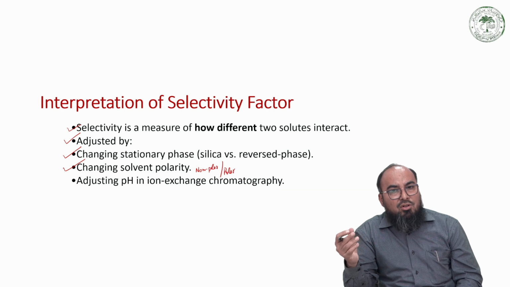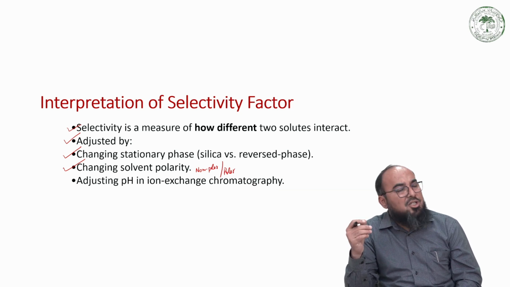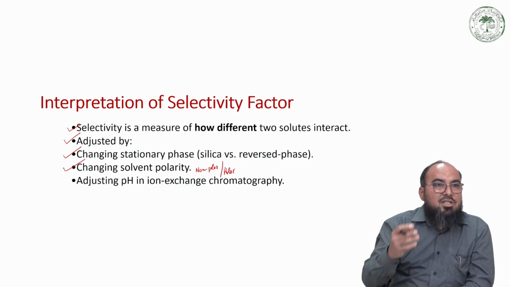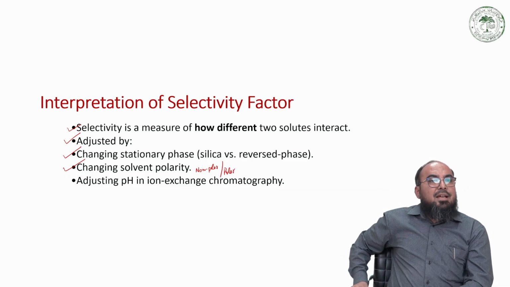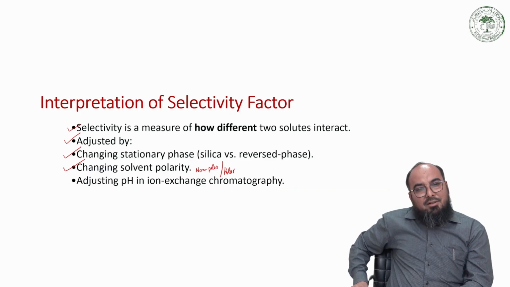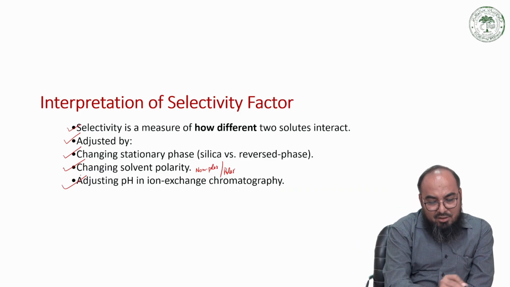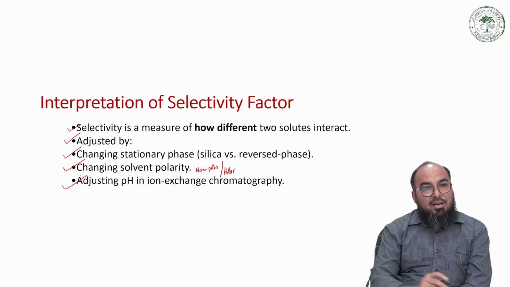Similarly, we can also change the selectivity factor by adjusting the pH in case of ion exchange chromatography, where the separation occurs on the basis of charge. So charge comes and the pH comes into play, because then acid-base character also comes into play. So by adjusting pH in ion exchange chromatography.